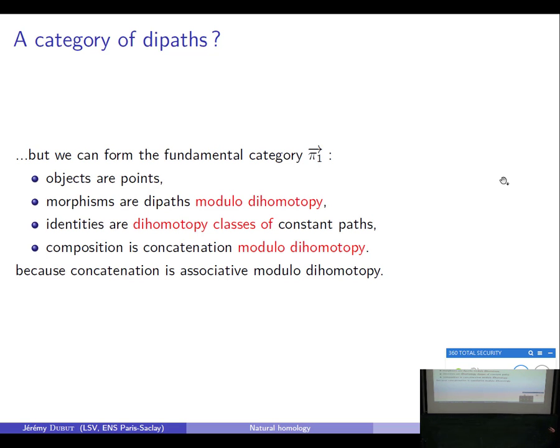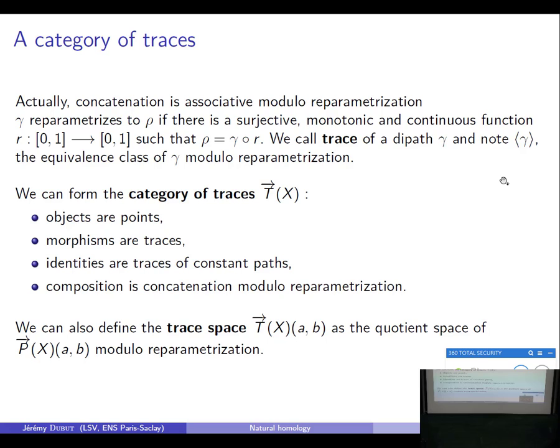But we can do a bit better, because in fact, concatenation is associative modulo non-decreasing surjective reparametrization. So instead of quotienting everything by dihomotopy, we can quotient up to those reparametrizations, which gives the notion of a trace in a D-space. That is, a trace of a dipath is just the equivalence class of such dipaths up to such reparametrization. And we can form what I call the category of traces, whose morphisms are actually those equivalence classes that are called traces.